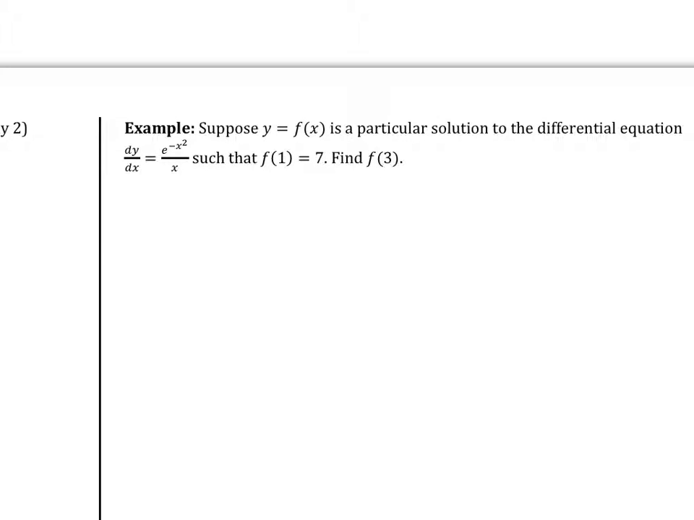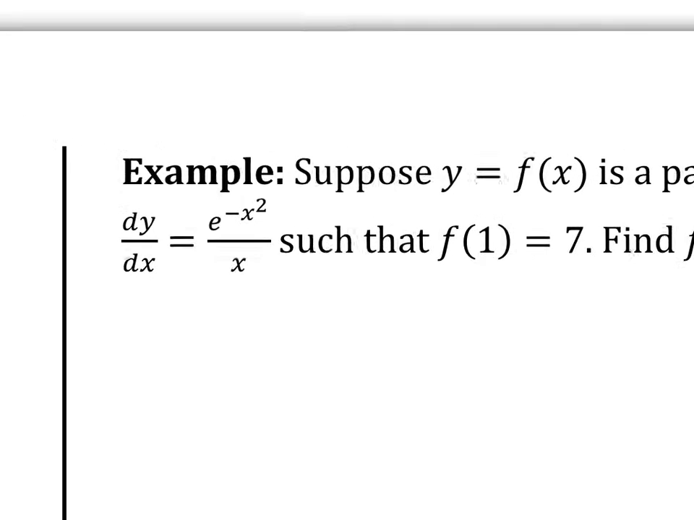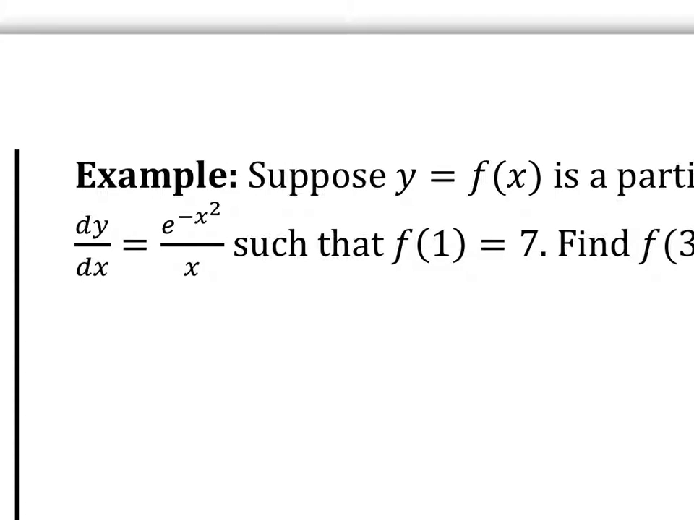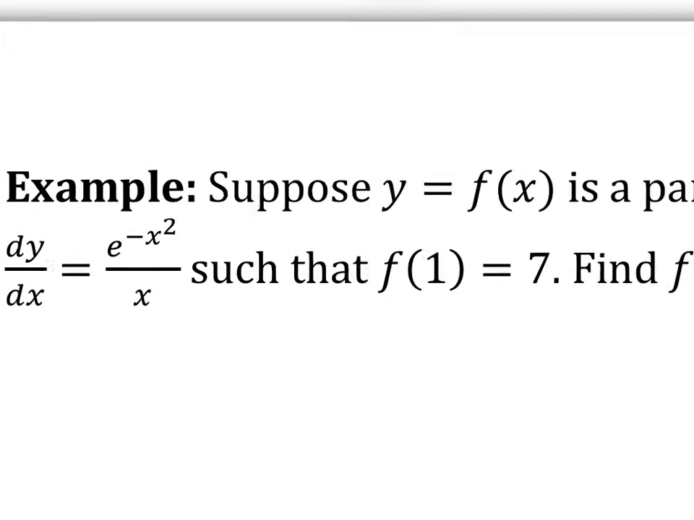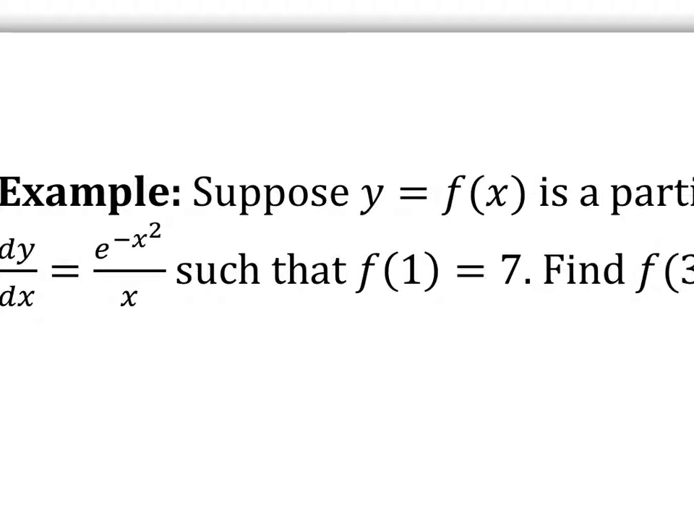All right, so let's go through a few more problems, and these are not extremely hard. Suppose that y equals f of x is a particular solution. Actually, this one's really easy. Okay, let's do it anyways. Find the answer to this differential equation. dy dx is equal to e to the negative x squared over x such that f of 1 is equal to 7. Find f of 3.